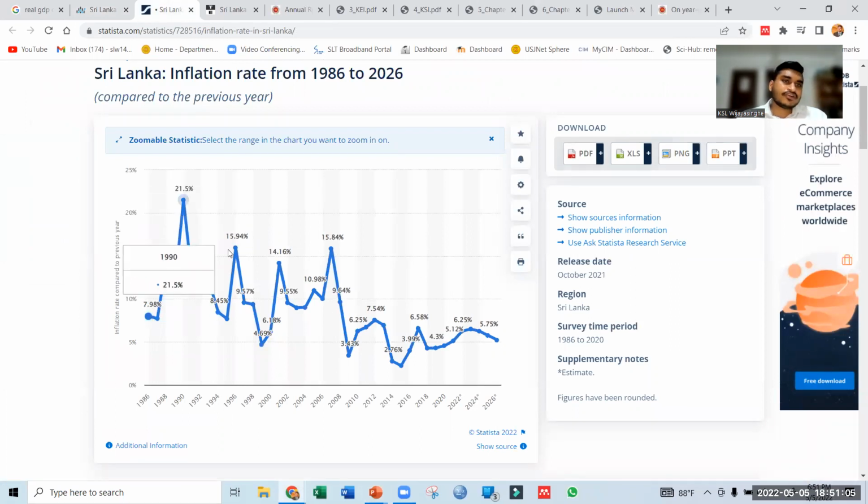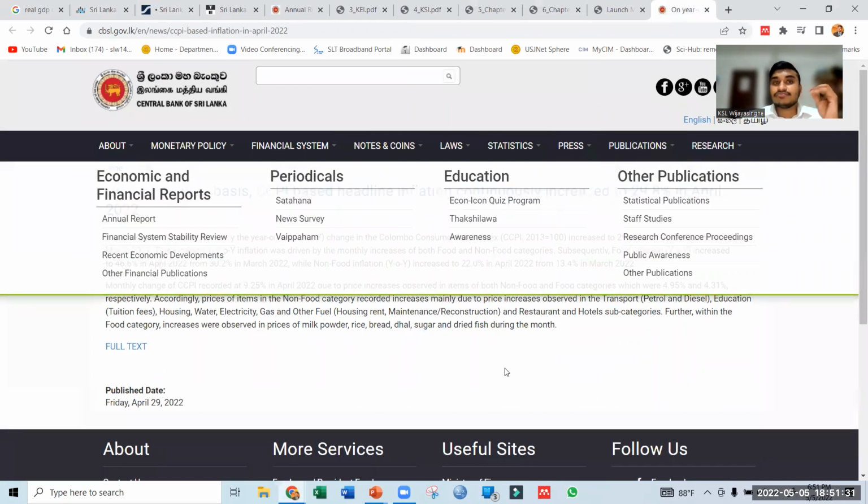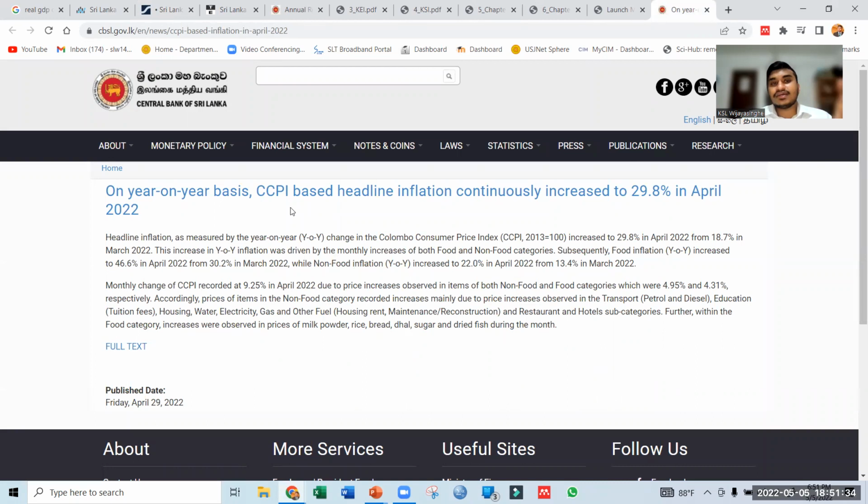So you see inflation of Sri Lanka. This is inflation of Sri Lanka compared to the last 40 years or so, and we have a forecast up until 2026, but this forecast might not include the economic crisis which we are facing. So the highest that we have had is 21.5. Okay, if we go to the Sri Lanka Central Bank, it says that on a year on year basis, CCPI based headline inflation continuously increased to 29.8.